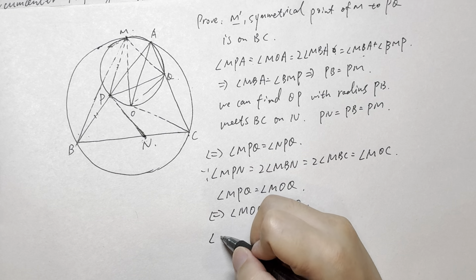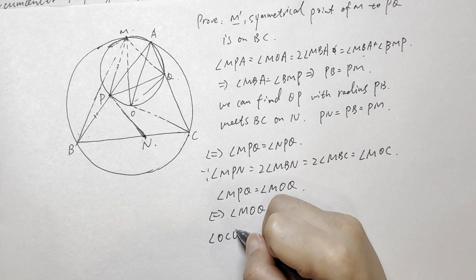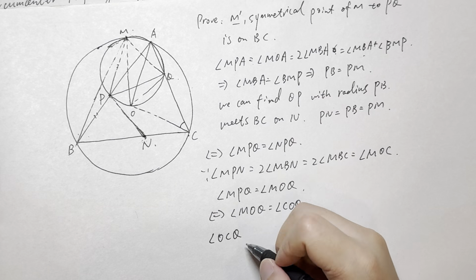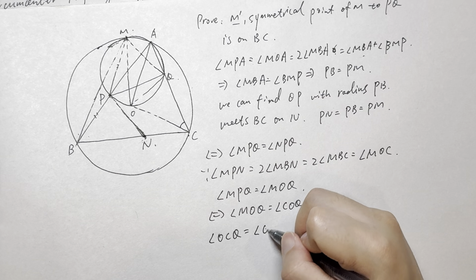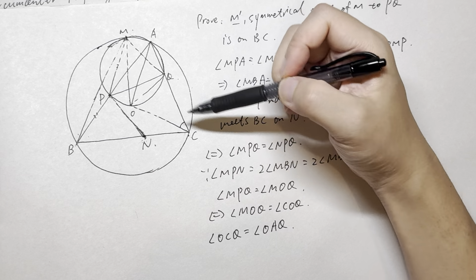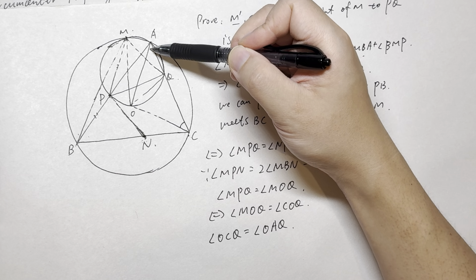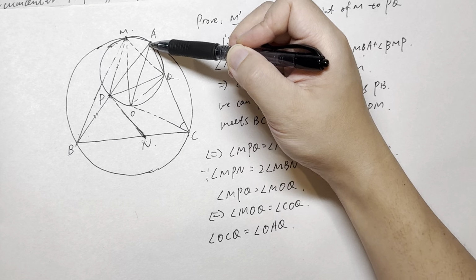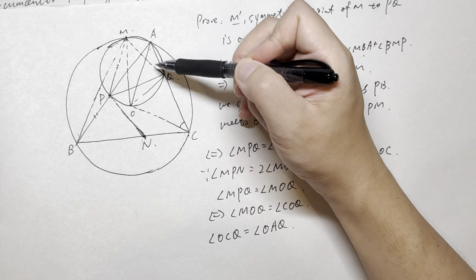We know that angle OCQ equals angle OAQ, right? Because OC equals OA, so angle OCQ equals angle OAQ. And angle OAQ equals angle OMQ.